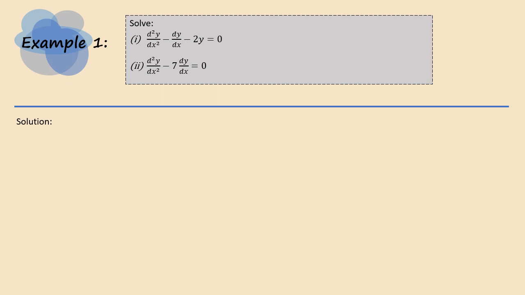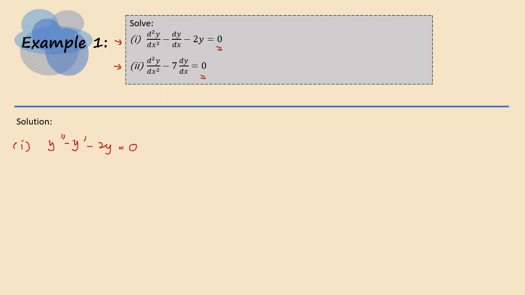For better understanding, let's try one example. In this example, we need to solve equation number 1 and equation number 2, where both of the equations are homogeneous since they are equal to 0. So number 1, our equation is y double prime minus y prime minus 2y equal to 0.